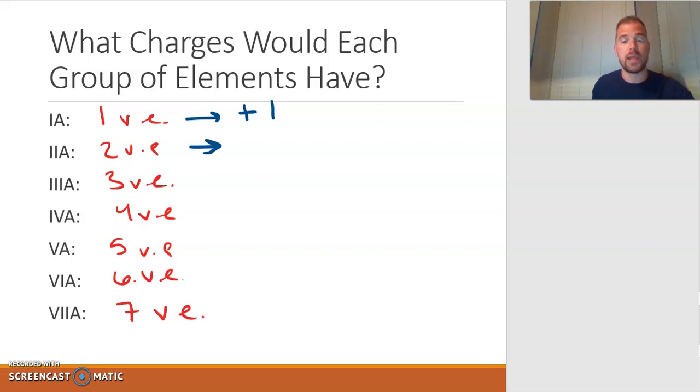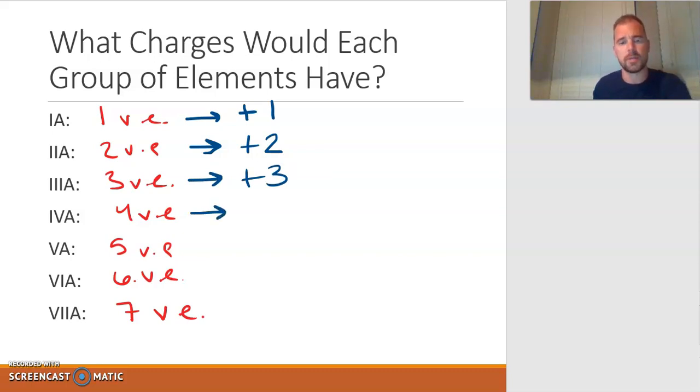And by the way, I would write these at the top of the groups on your periodic table. So group 1A elements will create a +1 charge. Group 2A elements have 2 valence electrons. It's a lot easier to lose those 2 electrons than to gain 6, right? So if they lose 2 electrons, 2 negative particles, they will become positive 2. For the same reason, group 3A elements will become positive 3.